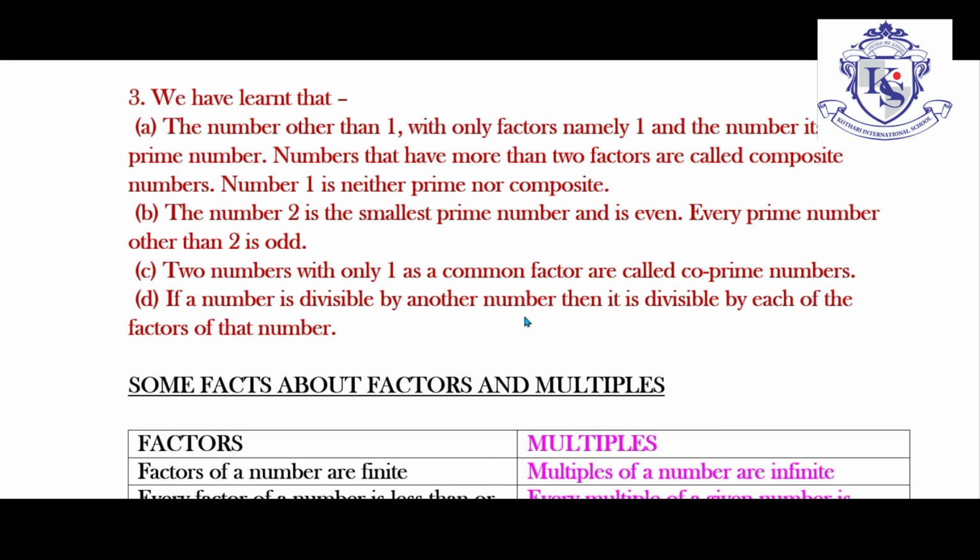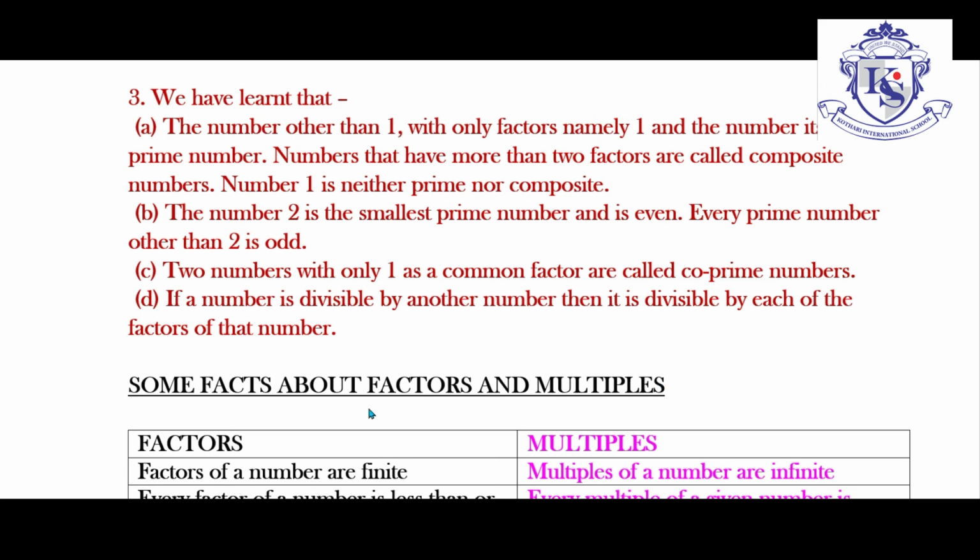If a number is divisible by another number, then it is divisible by each of the factors of that number. If 8 is divisible by 4, 8 will also be divisible by the factors of 4, which is 2.